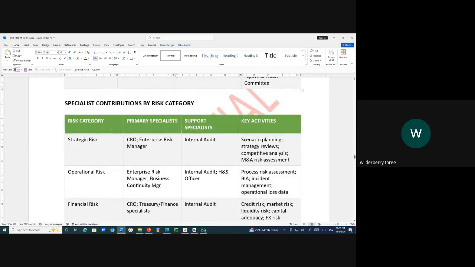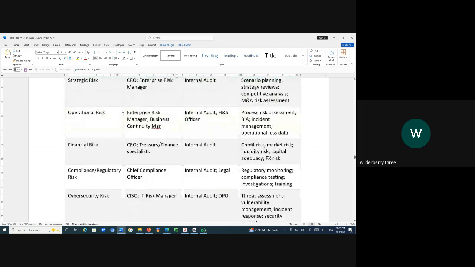Here you have the contribution. Here you have also the link. For example, this helps you a lot to understand who can be responsible for which risk. Strategic risk is with the risk officer. Operational risk is with the enterprise risk manager. Financial risk is, for example, with the treasury finance specialist. That you have the risk, and which role shall deal with which risk.